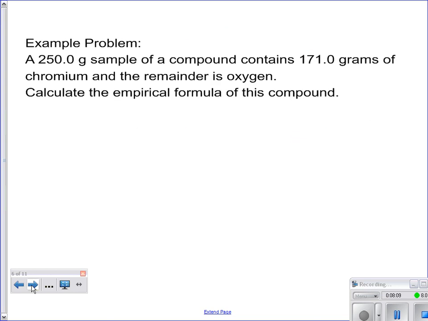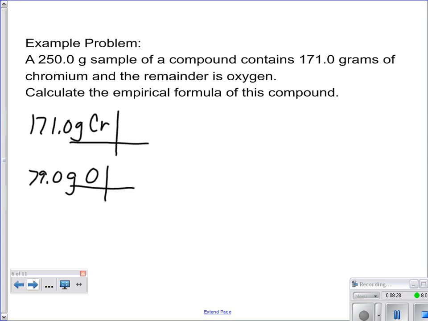Same sort of thing, but now instead of being given percentages right up front, we're being given grams. So we don't have to assume it's out of 100 grams. We can just start with what we've got. And we know we've got 171.0 grams of chromium. And we have 79 grams of oxygen. Again, our goal is always to convert to moles. That's our first step. So looking at your periodic table, you see that there's 52 grams for every 1 mole of chromium and 16 grams for every 1 mole of oxygen.